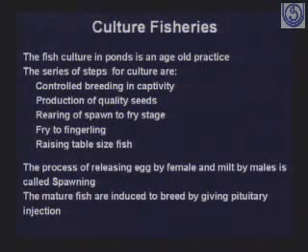The fish culture in ponds is an age-old practice. The series of steps for culture of fish are controlled breeding in captivity, production of quality seeds, rearing of spawn to fry stage, fry to fingerling, raising table-sized fish. The process of releasing of egg by female and milt by male is called spawning. The mature fish are induced to breed by giving pituitary injections.